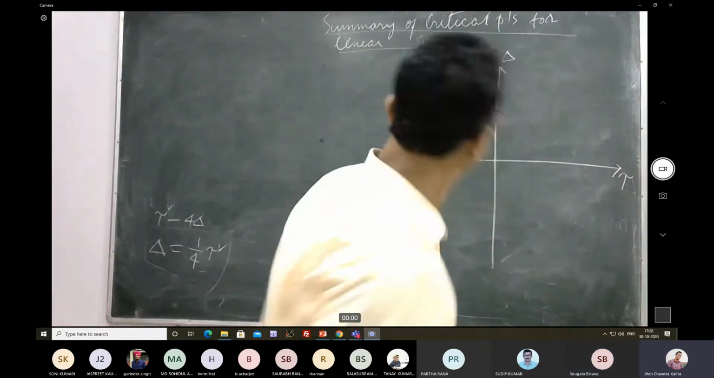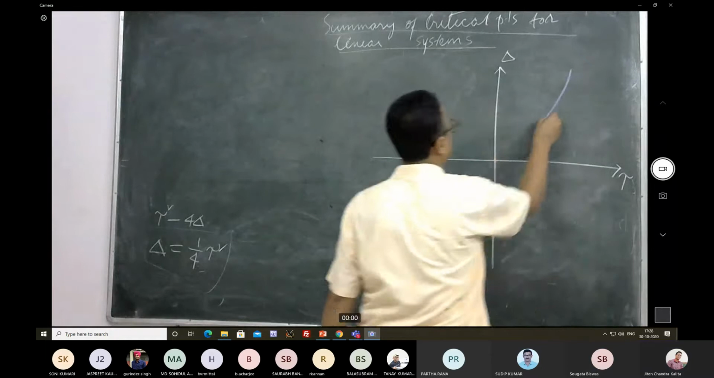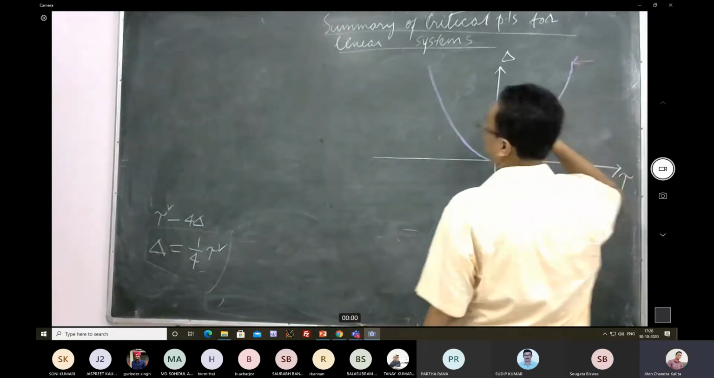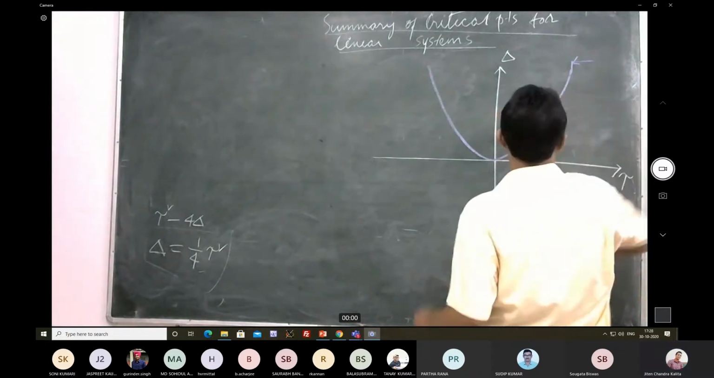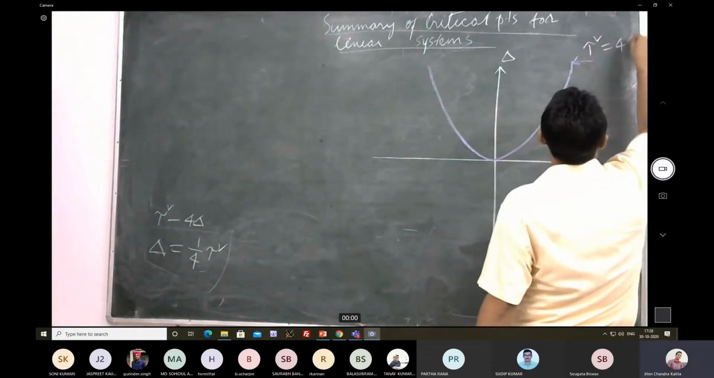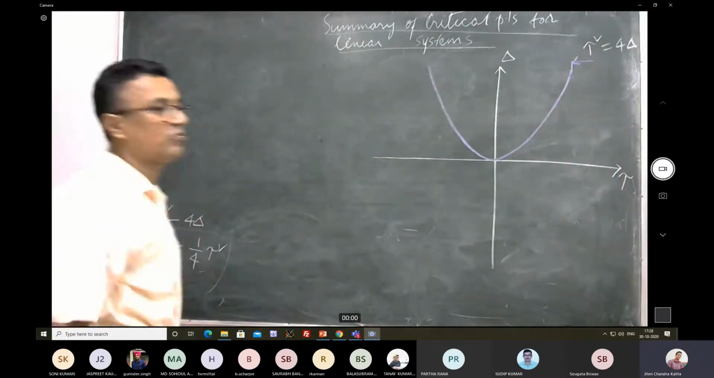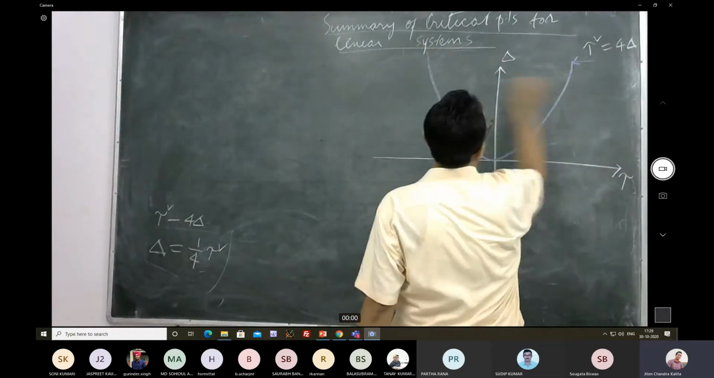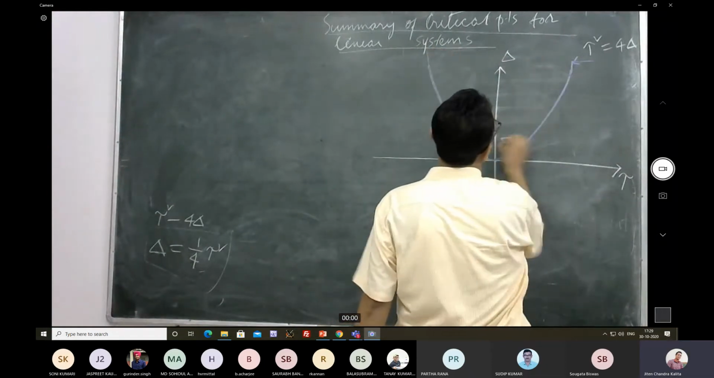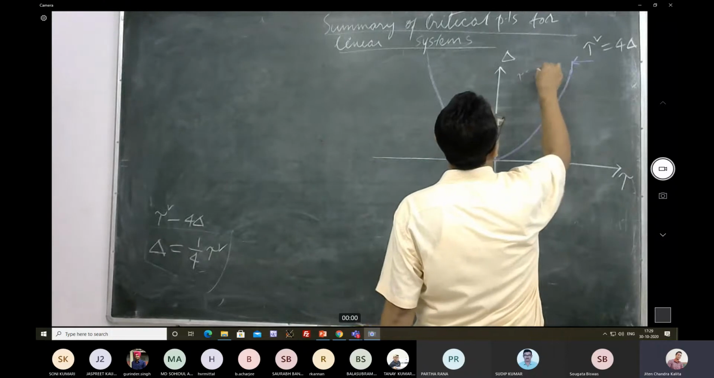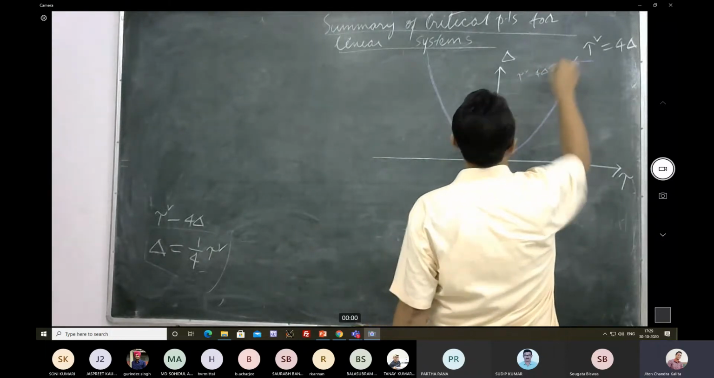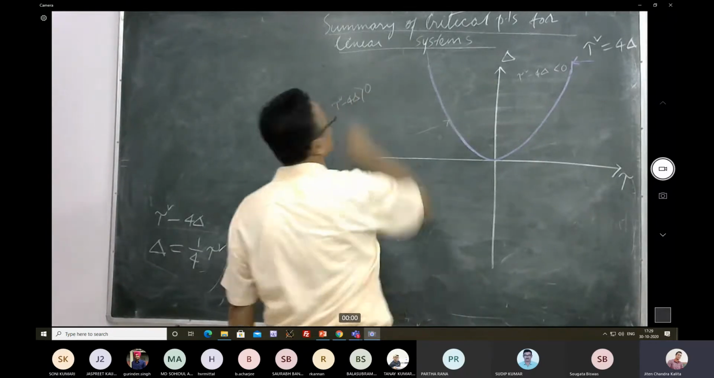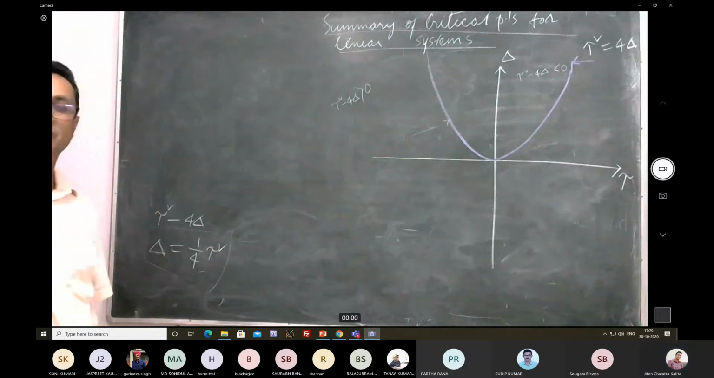So suppose this is the parabola, tau square equal to 4 delta. Then what is going to happen? Inside this parabola, tau square minus 4 delta is going to be less than 0. And outside this, tau square minus 4 delta is going to be greater than 0. Is it okay? Fine?